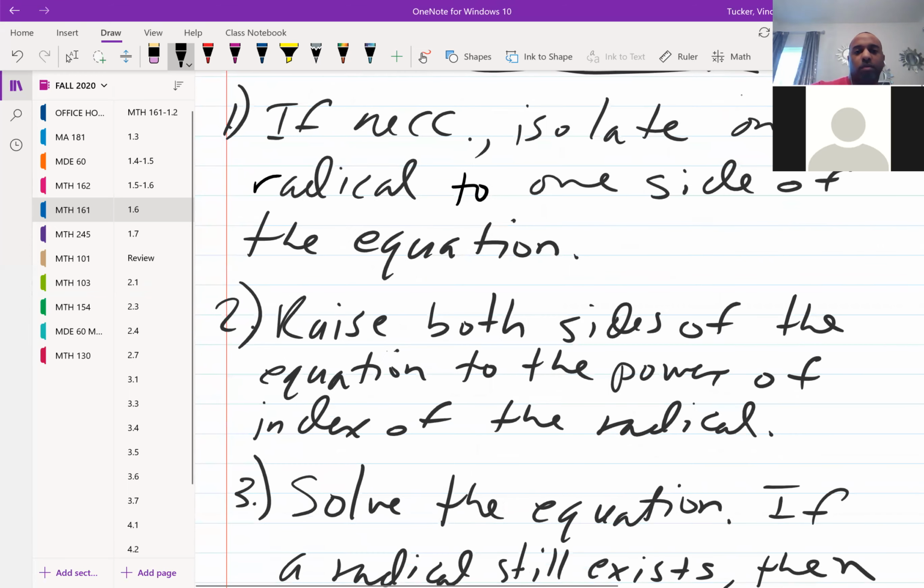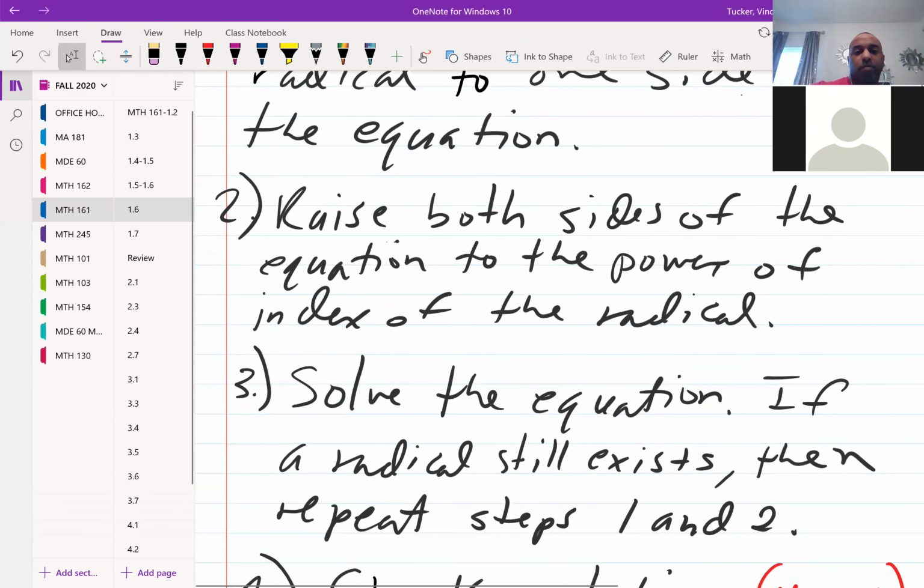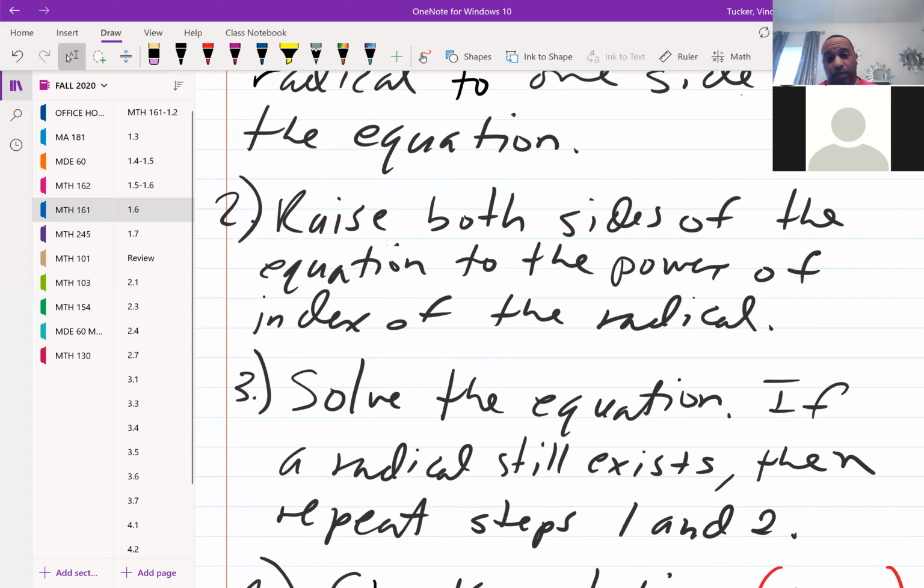Of course, if I scroll up too fast, let me know. Third step, solve the equation. If the radical still exists, then repeat steps 1 and 2.